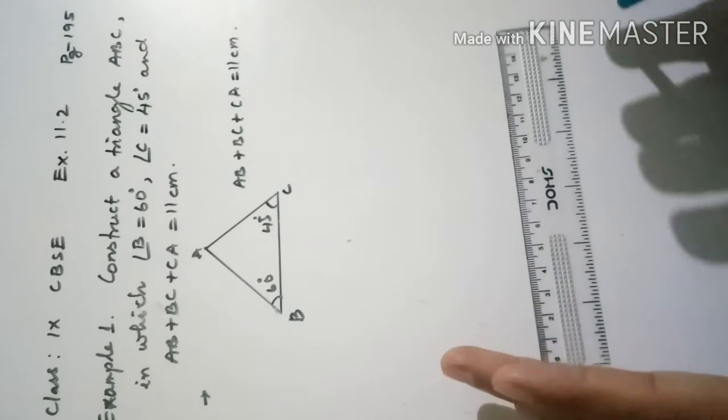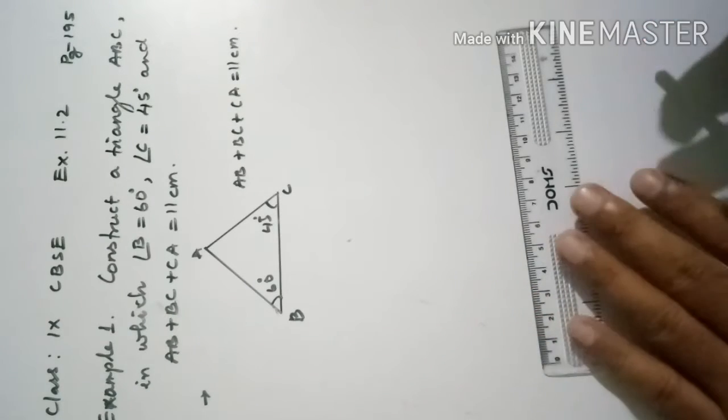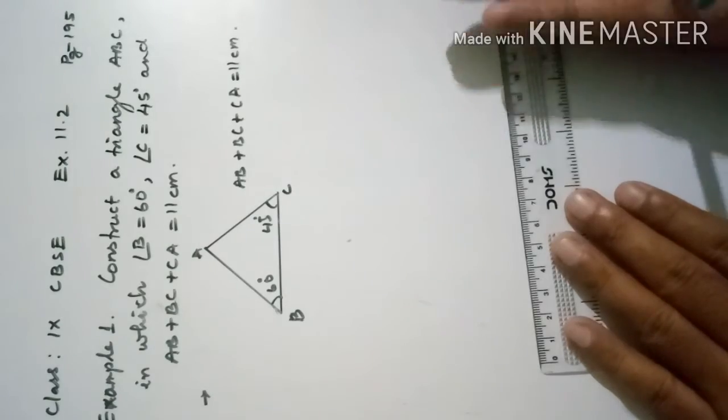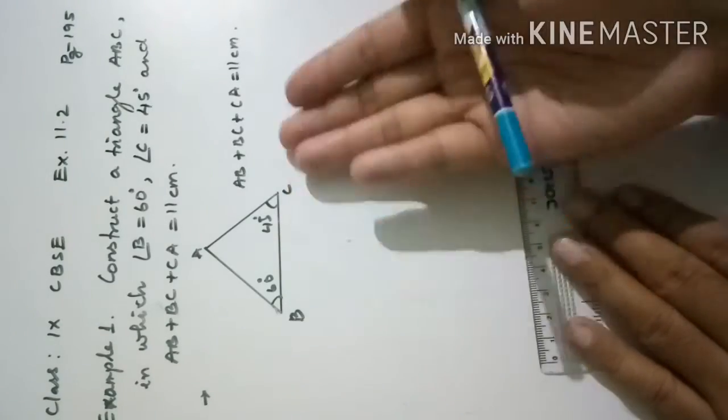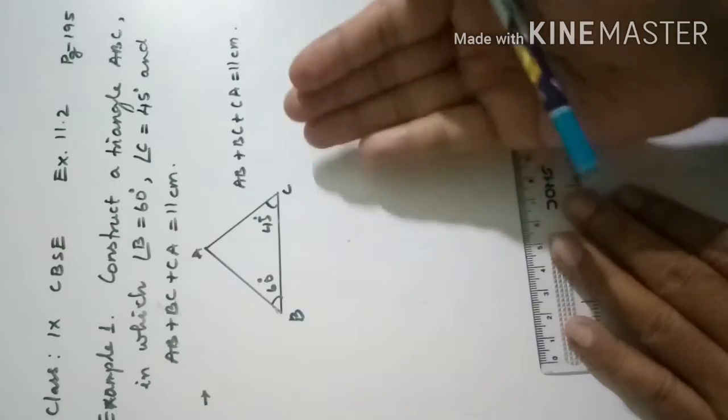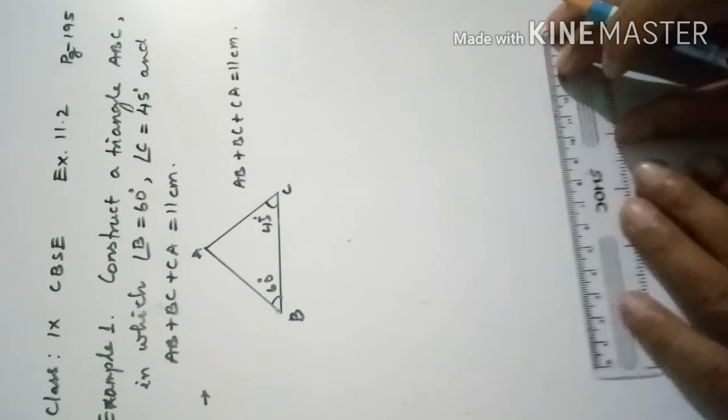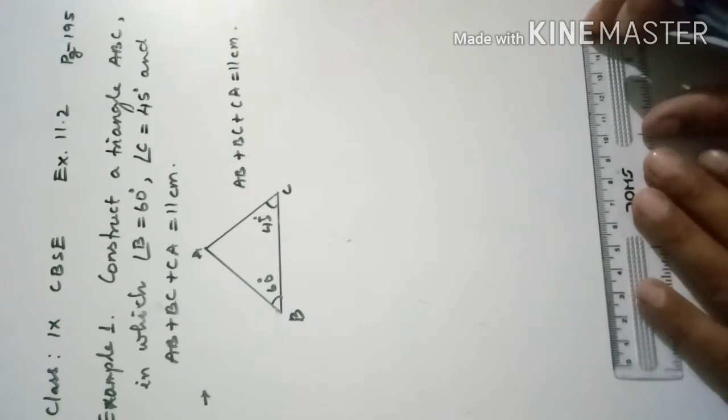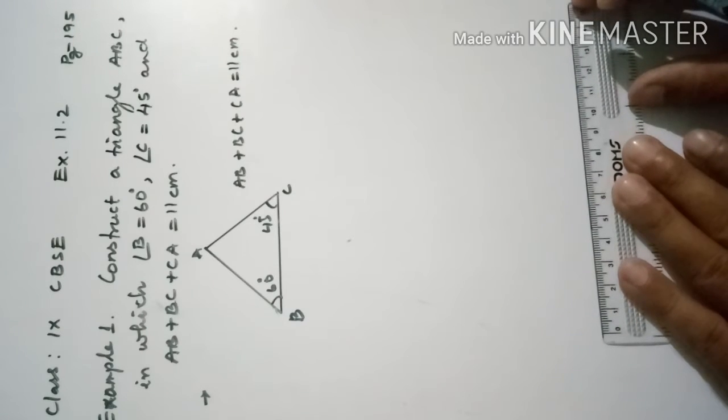Not even one side is given, only the perimeter is given now, so that means we can't do anything. We can't draw an angle without drawing any side. What to do? You draw the perimeter first. Okay, draw the perimeter first. What is the perimeter? 11 centimeters.